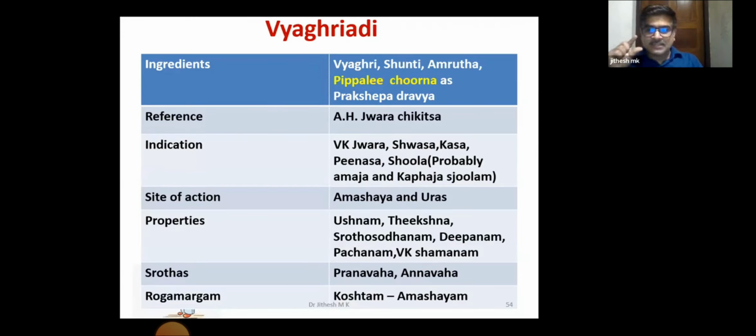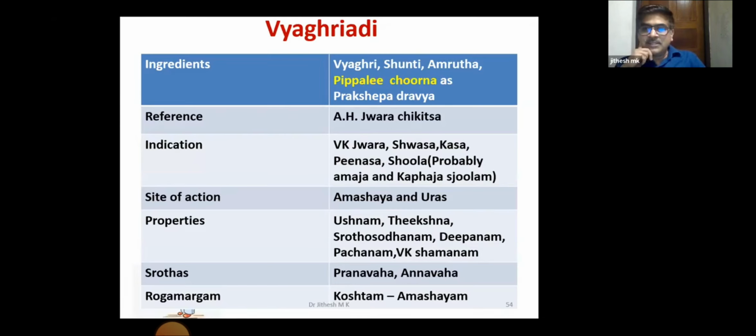So have you seen this one interesting factor? Vyaghri, Shunti, Amrita: three ingredients. And Pippali as a Churna, as a Prakshepa Dravya. Why did the Acharya include Pippali as a Prakshepa Dravya? Why didn't he make it an ingredient itself? That is the main thing, and that factor points to the nature of the yoga.